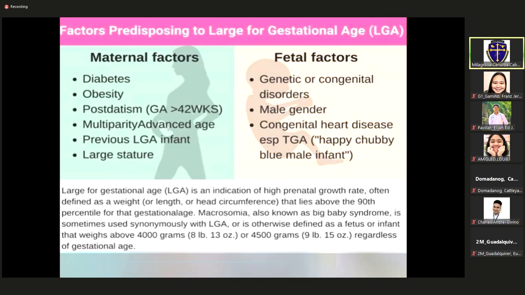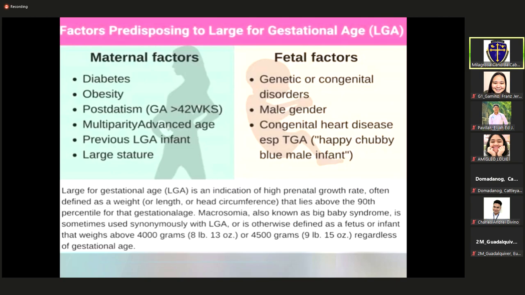Ang maternal factors naman, isa ito sa mga factors ng LGA. Siyempre, diabetic yung mama. So most probably, malaki iyang baby. Then, malaki rin si mama. And of course, post-datism o lumampas na po ang gestational age niya ng 42 weeks. So ibig sabihin, very old na si baby inside. So malaki na talaga siya. So pangit ang mga baby na post-datism.